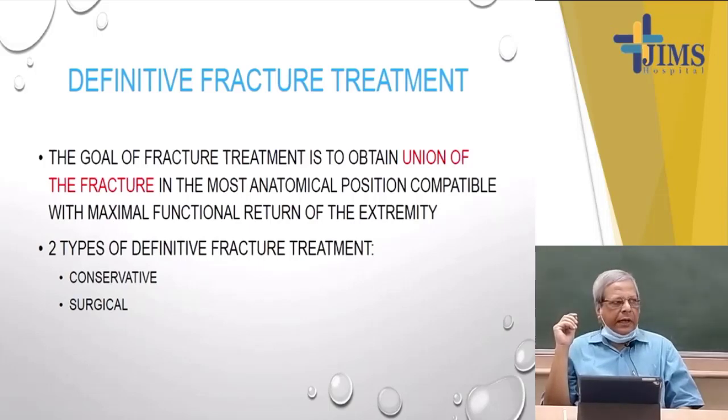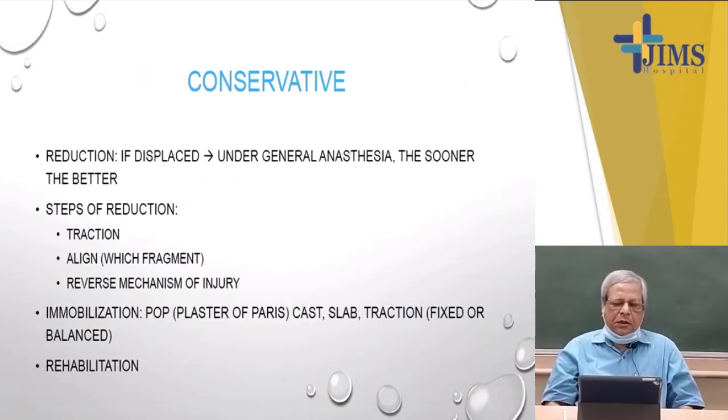If it is accurately positioned back to normal, then only will the adjoining joints have full function. Now, there could be two types of definitive fracture treatment. One is conservative treatment, which is an age-old, non-operative treatment, and the other one is surgical or operative treatment. What are the points for conservative treatment of fractures?